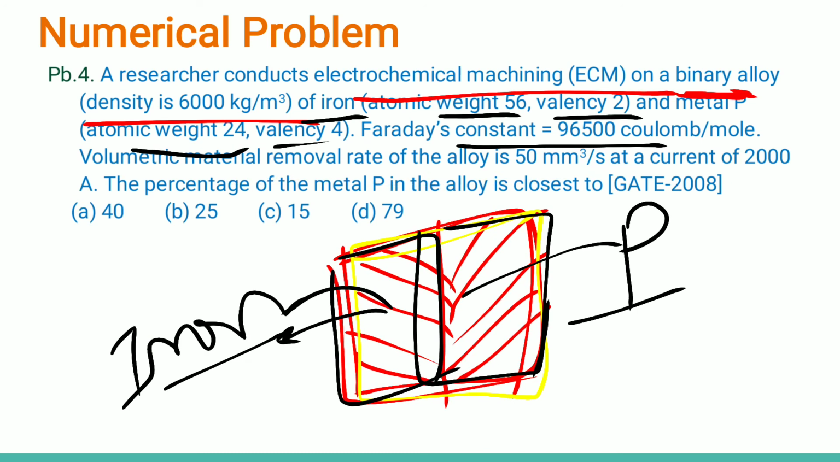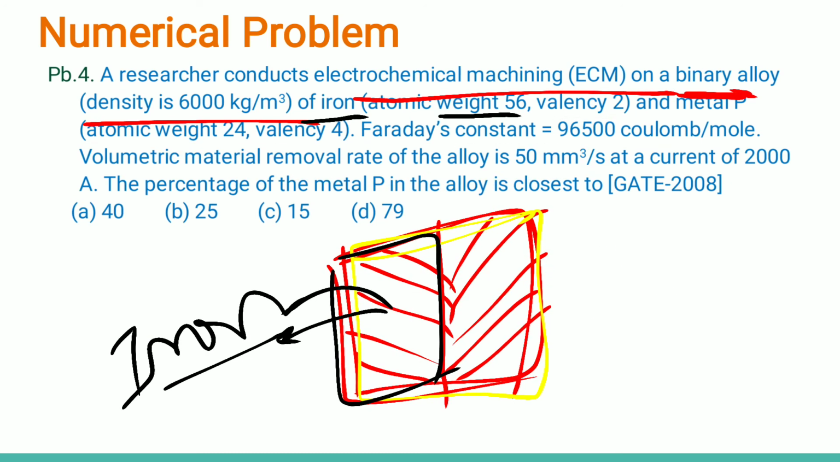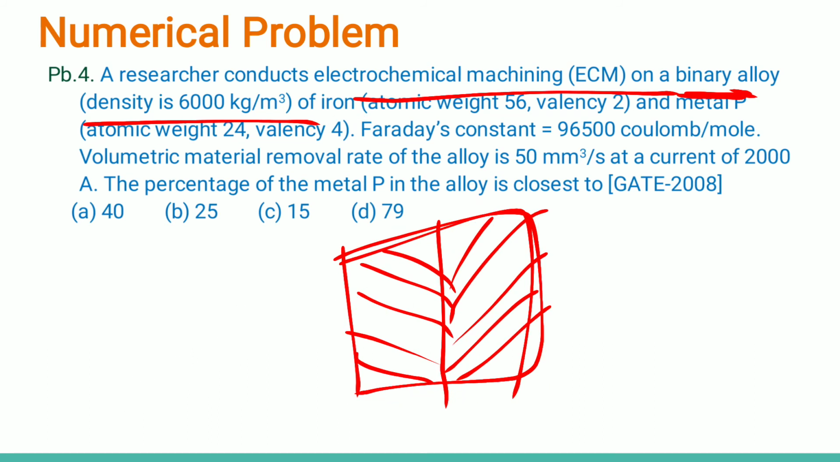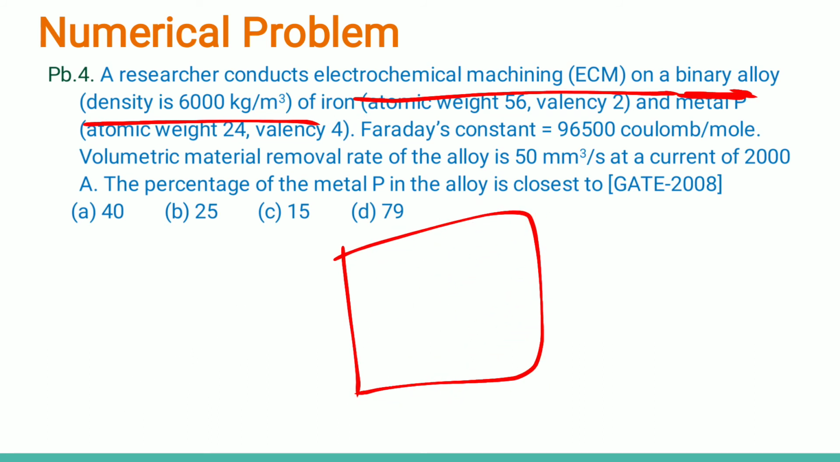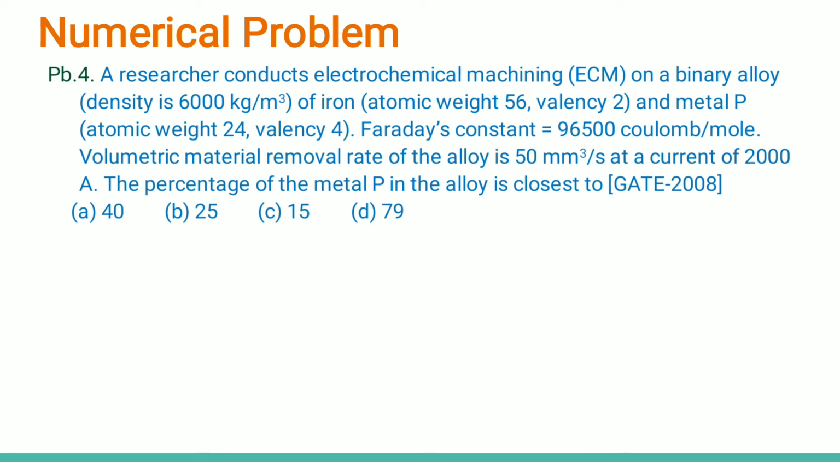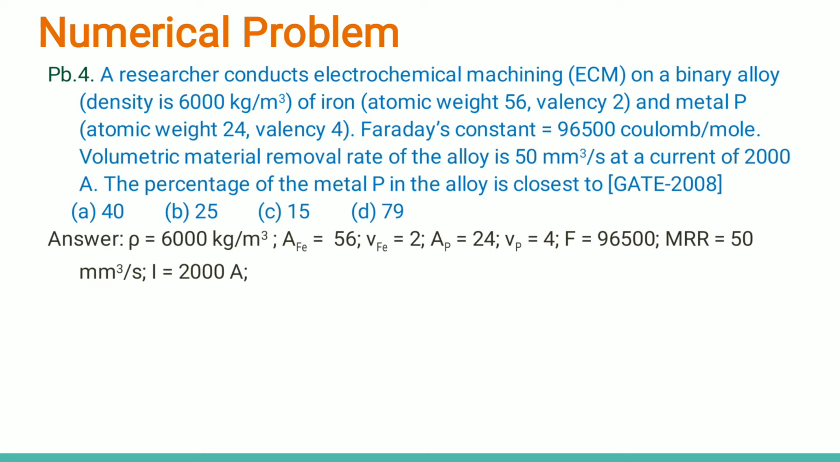What we have to calculate is the percentage of the P metal in the alloy, that is closest to, means how much of the alloy, which is made up of both metals, is the P metal. So that we have to calculate when the MRR is this and the I is 2000. The density is given, but the equivalent weight is different. So the data that is given to you, we are just writing over here.